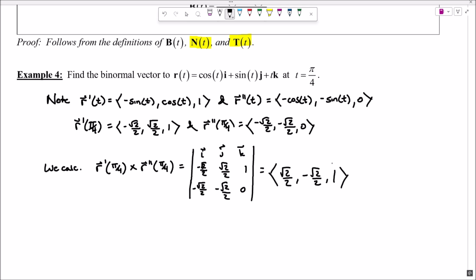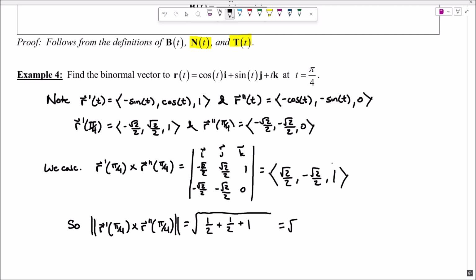And so if I want to finish this calculation off, I can simply now look at the norm of this resulting vector. Well, the norm is unbelievably easy to calculate here. This is going to be, let's see, the square of root 2 over 2 is going to be a 1/2 plus another 1/2 plus 1. And so I end up here with the square root of 2.